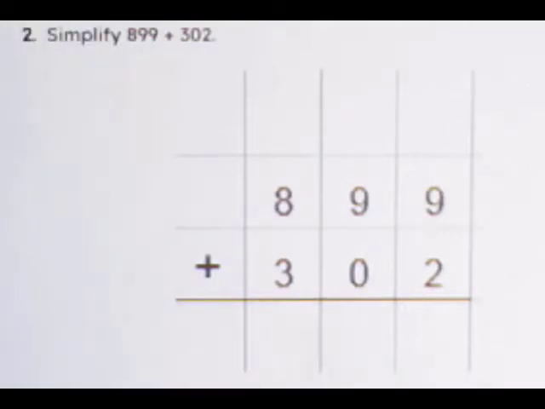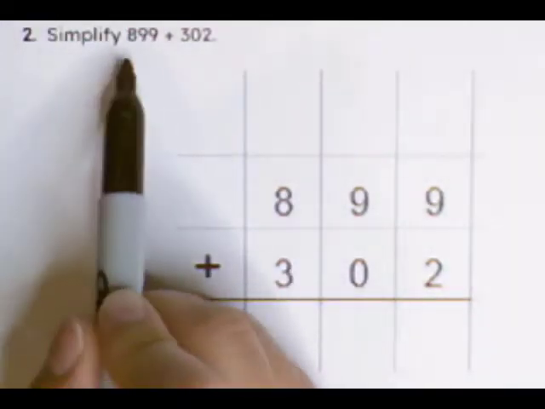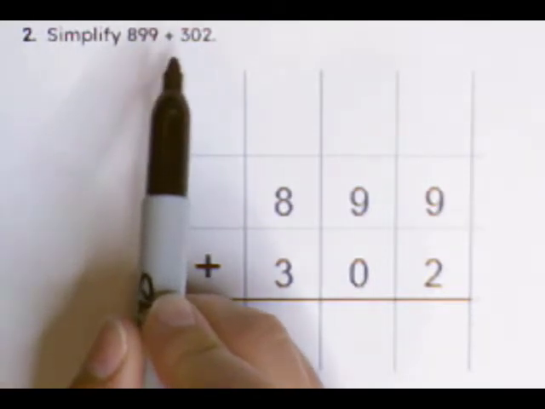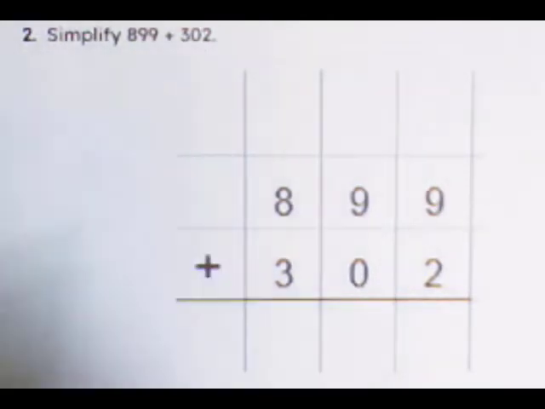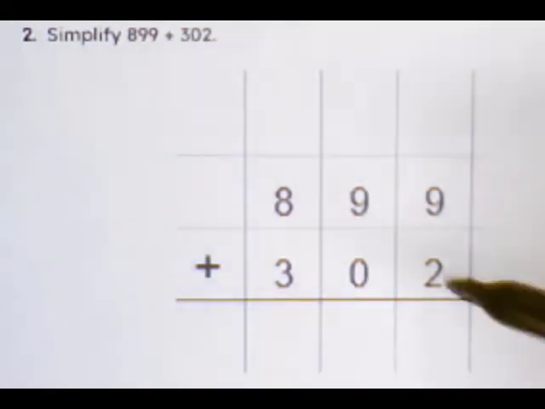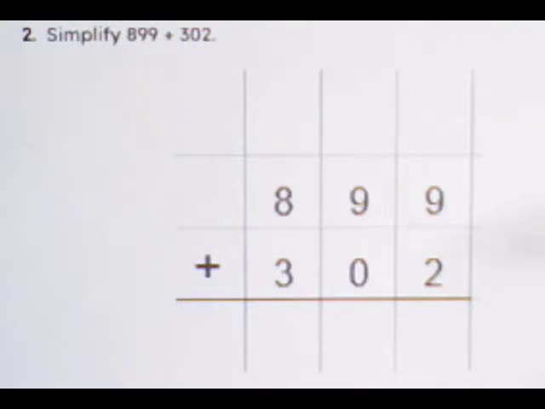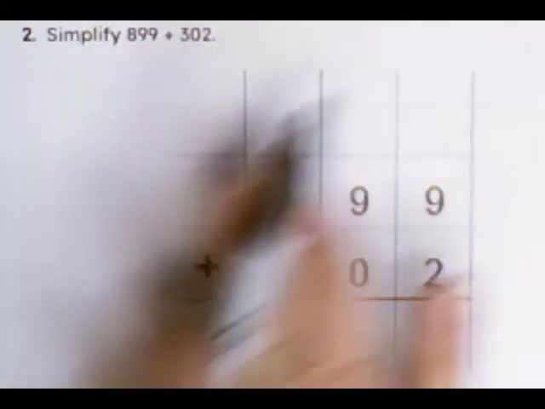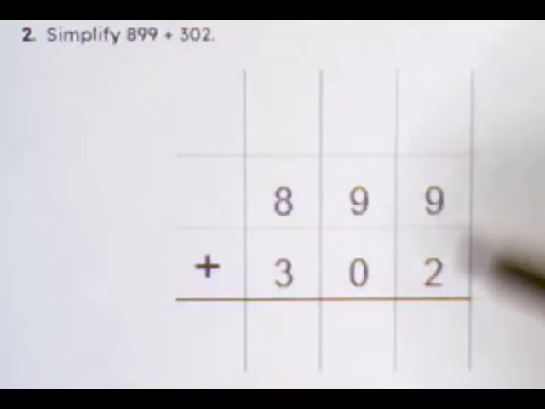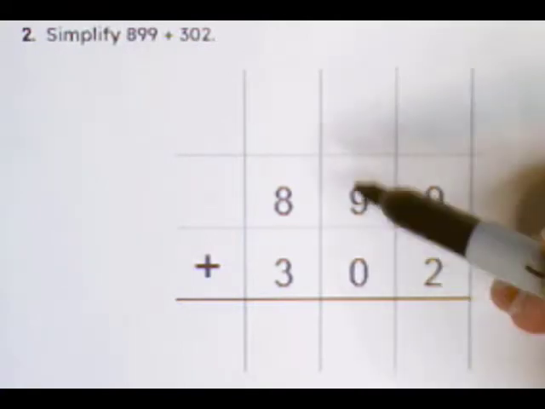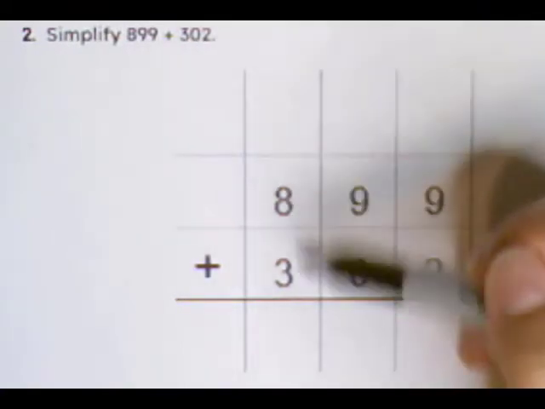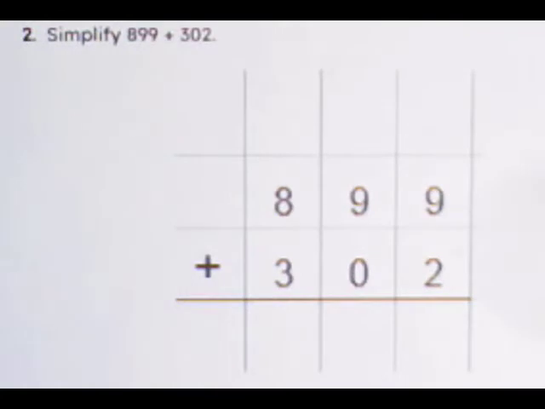In problem number 2, you're asked to simplify 899 plus 302. And simplify just means to make as simple as possible by combining these two numbers together. Now, notice that the problem's already been set up for you, where our ones are together, our tens are together, and our hundreds are together. We want to make sure that we're combining the same things.